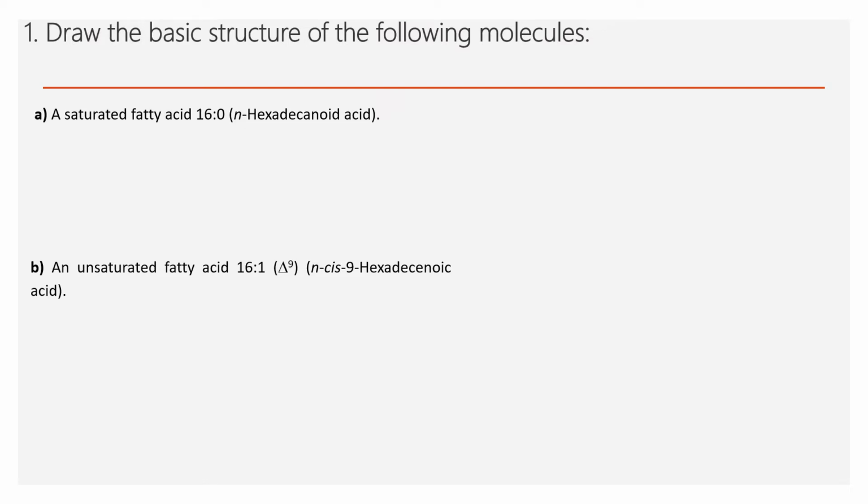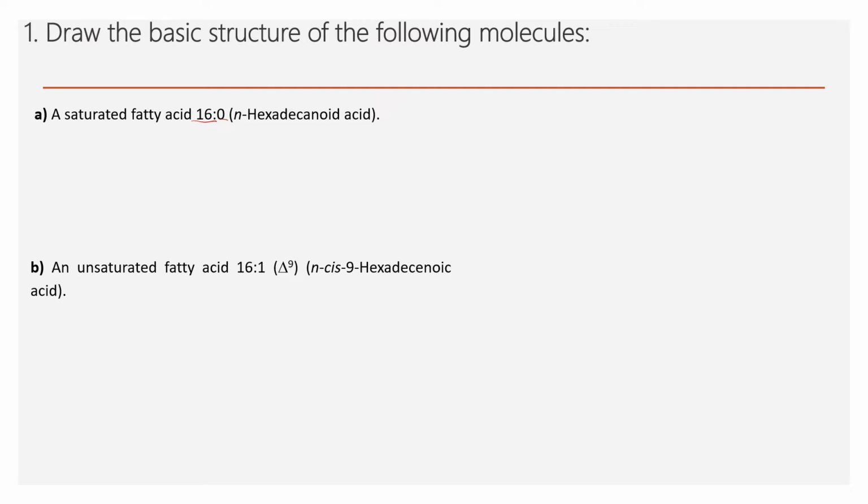Draw the basic structure of the following molecules. A, a saturated fatty acid, 16:0, N-hexadecanoic acid. This number tells you how many carbons, and this number tells you the number of double bonds. So for a saturated fatty acid, I'm going to draw it the way that it's in your key.